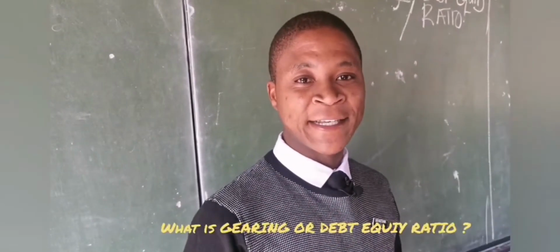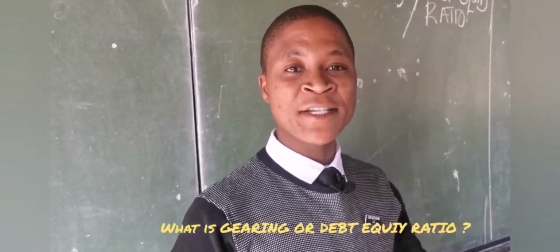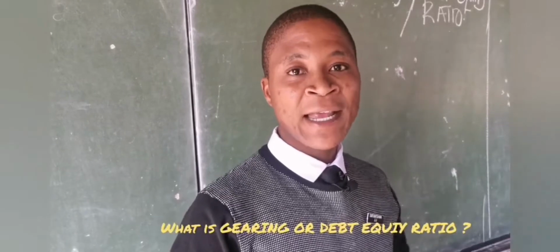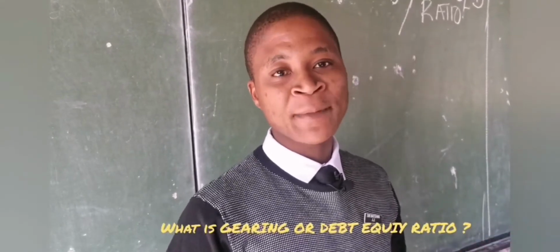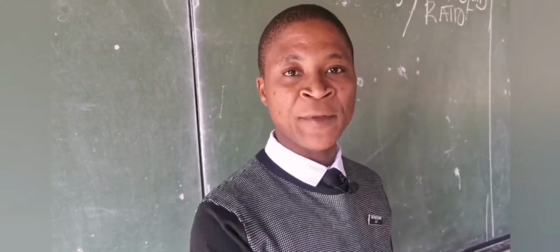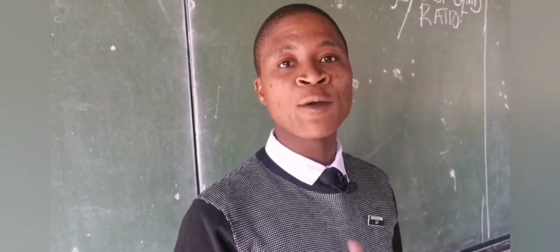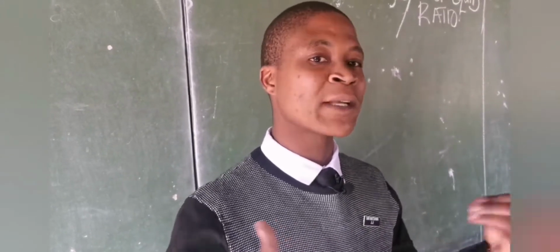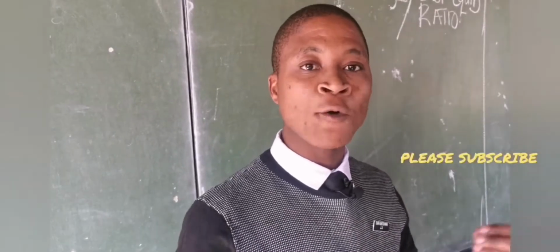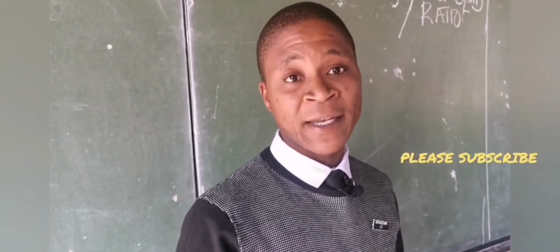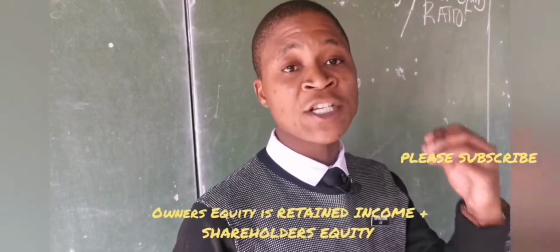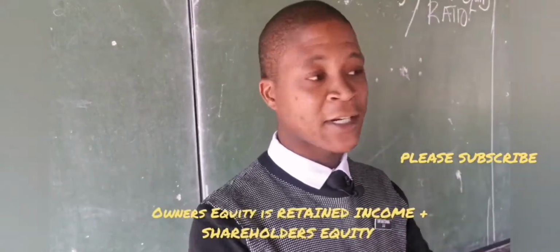What is gearing? Gearing shows the relationship between borrowed capital and our own capital. Borrowed capital means money that we borrowed from the banks. Those are loans, usually long-term loans. While when we look at our own capital, it is what makes up the owner's equity of the company. It's retained income together with shareholders' equity. That is our capital, right?